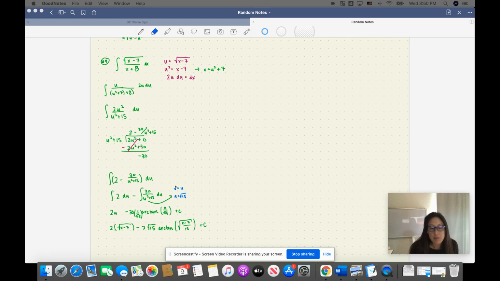So I set my v, since I'm already using u, I use v equal to u, and a is equal to root 15. Okay, so I integrate: 2u minus 30 was on the top, and then I multiply by 1 over a, so 1 over root 15, arctan of u over root 15 plus c. The last step is to substitute in my u value, which is way up here, the square root of x minus 7. So it's 2 times the square root of x minus 7 minus 2 root 15, because I rationalized the denominator, times arctan of the square root of x minus 7 over root 15, plus c.